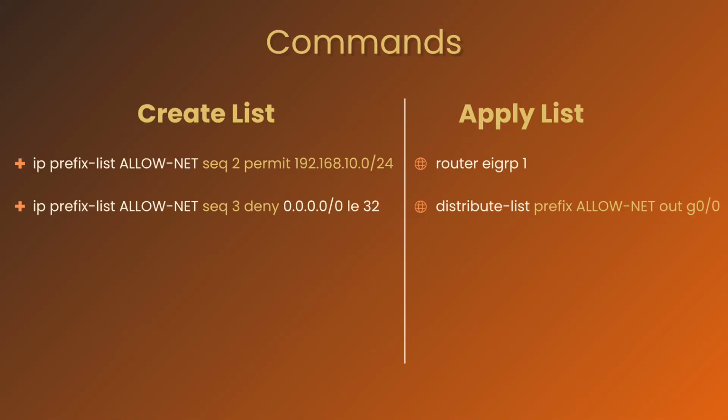Let's look at the commands. On the left, we're creating a prefix list. This is where we permit the network we want and deny everything else. On the right, we're applying that prefix list inside EIGRP. As always, create the filter first, then attach it to the routing protocol. These are the core commands you'll use almost every time you filter with prefix lists.